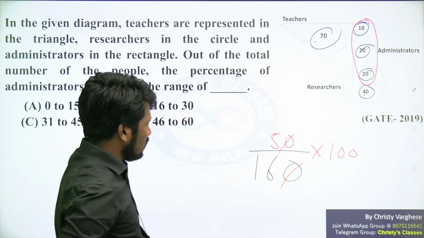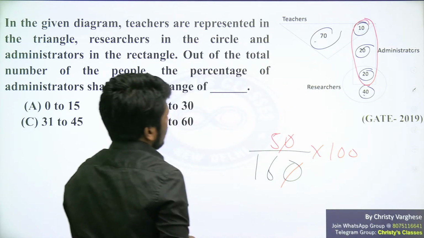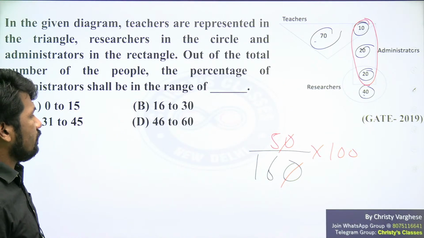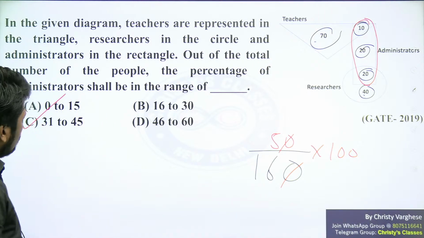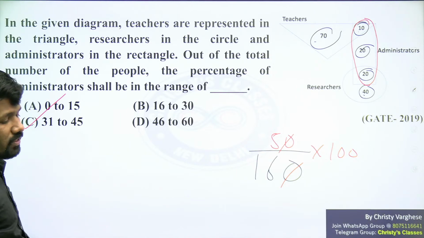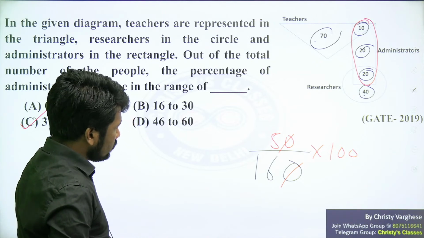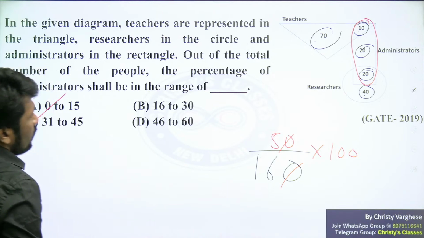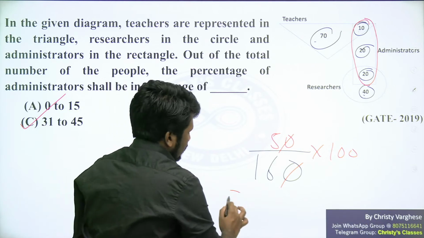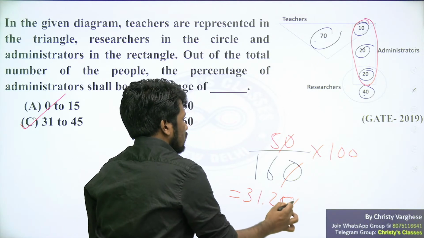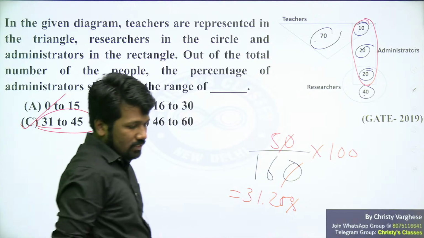So 500 by 16. When you simplify, you will get almost 31.25, 31 something. That is between 31 to 45. It will cross 31. Yeah, divide it yourself and find it. 500 by 16, that is 250 by 8, that is 125 by 4. 120 by 4 is 30, so 125 by 4 is 31.25 exactly. 31.25 percentage exactly. That has crossed 31, that only we need. So 31 to 45 is the answer. Is this clear?